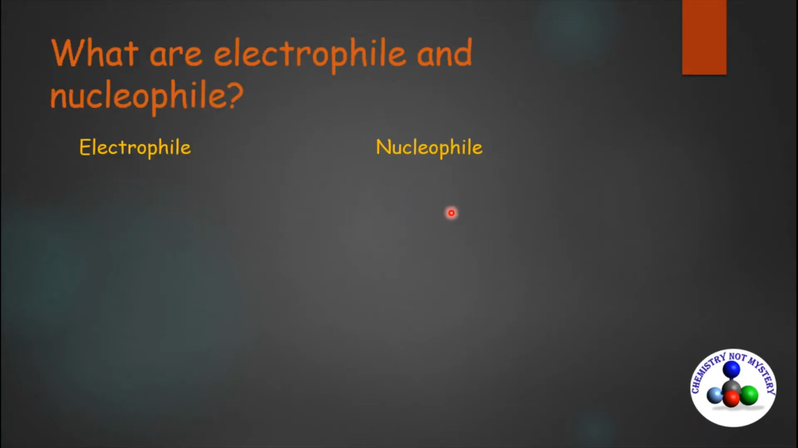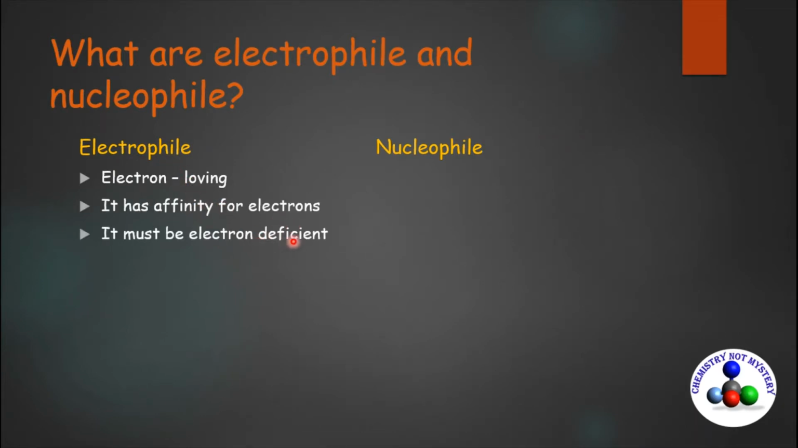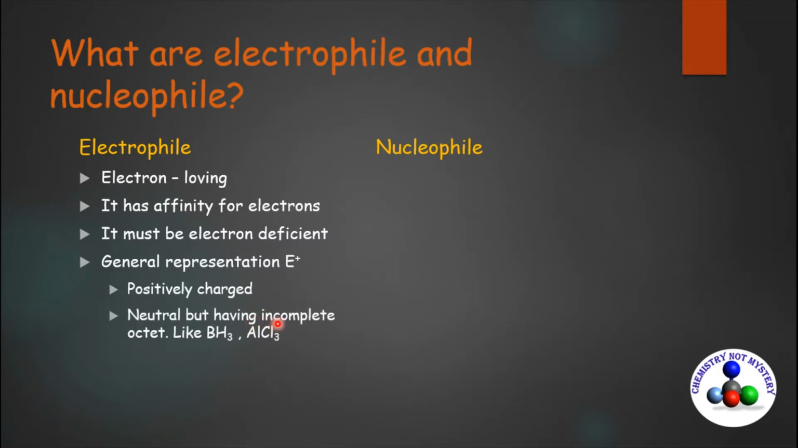First, try to understand the literal meaning of electrophile and nucleophile. The word phile is derived from philic, that means affinity or love. Electrophilic means electron loving. It has affinity for electrons. It must be electron deficient. Its general representation is E+. It can be a positively charged species or it can be neutral but has an incomplete octet, like BH3 and AlCl3.